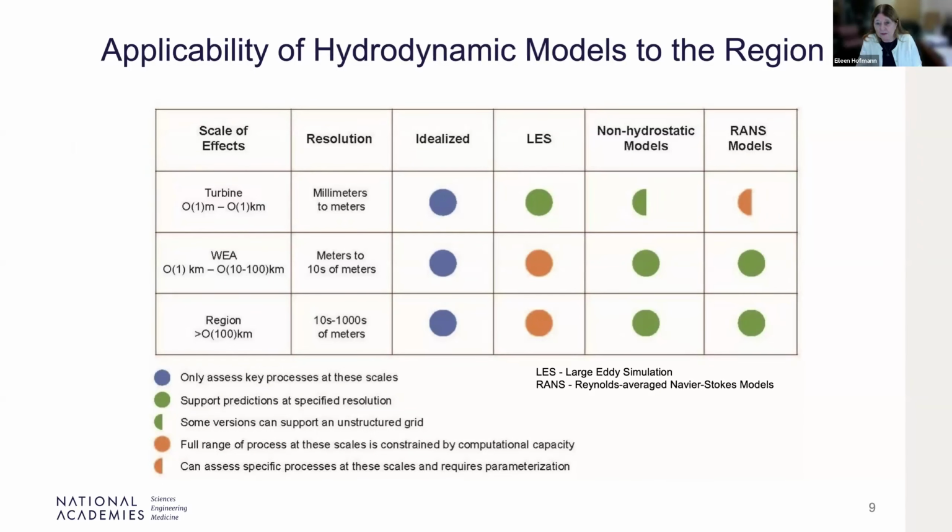The large eddy simulations, non-hydrostatic models, and the Reynolds-averaged Navier-Stokes equations models can support predictions, but they do it at different scales. So a conclusion from this assessment is that a range of models that resolve the appropriate scales are needed to address the questions about the effects of wind turbines and wind farms on the hydrodynamics.